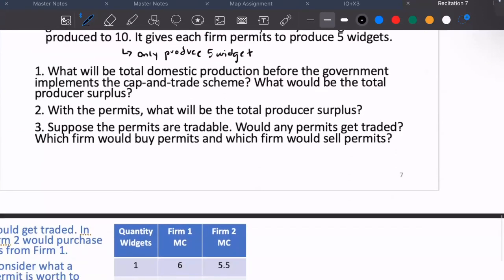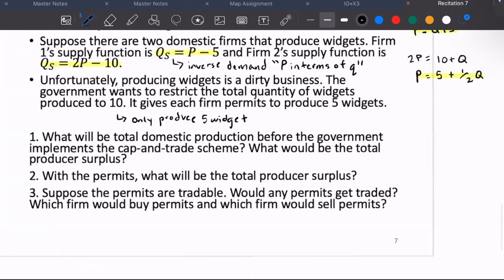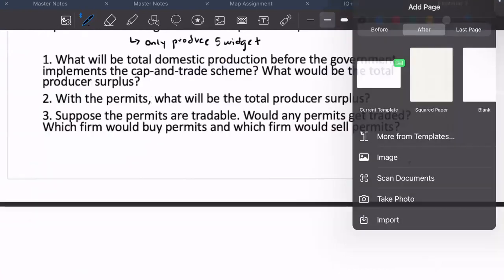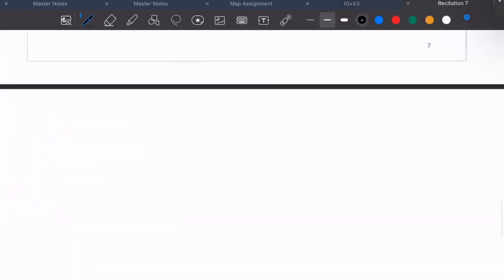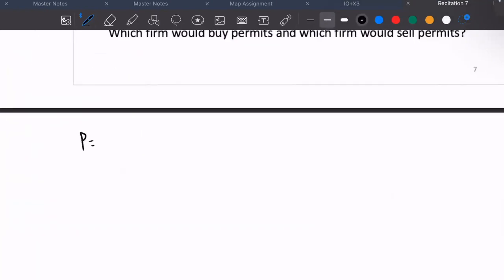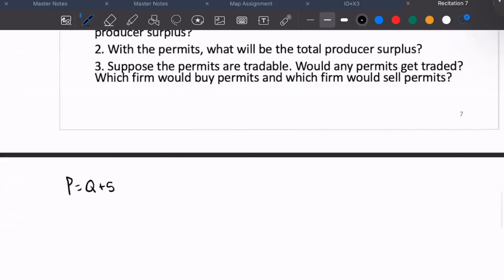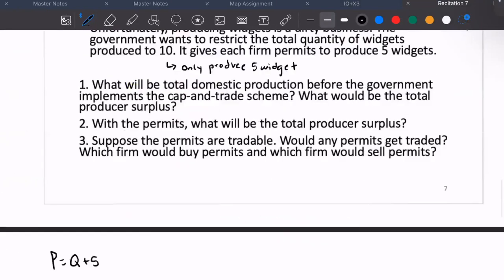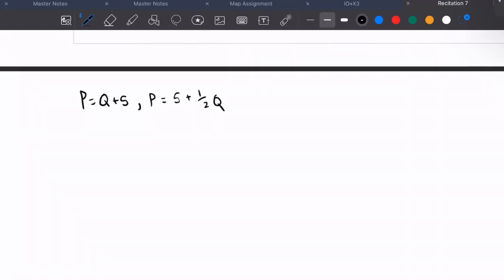The first question is, what will be the total domestic production before the government implements the cap and trade scheme? What would be the total producer surplus? So to find out what the total domestic production would be, first, we have to remember our inverse functions: P equals Q plus 5, and P equals 5 plus 1/2 Q. So these are going to be our production functions. Now, we also need to remember that the world price is 10.